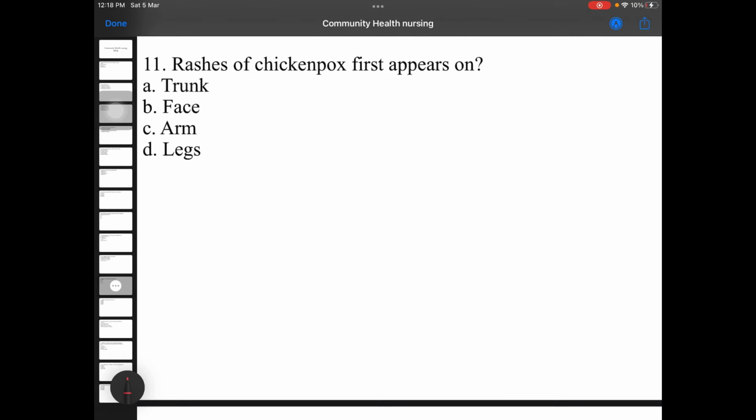Question number 11. Rashes of chickenpox first appear on option A, trunk, option B, face, option C, arm, option D, legs. So the rashes in case of chickenpox first appear on the trunk, which is one of the characteristics of this disease, chickenpox, by which we can differentiate it from measles. So chickenpox first appears on the trunk of the body.